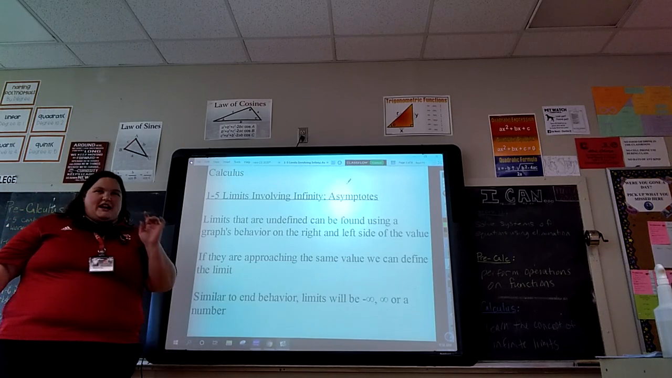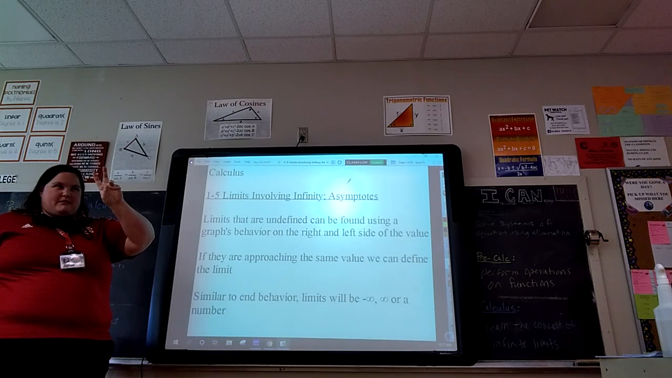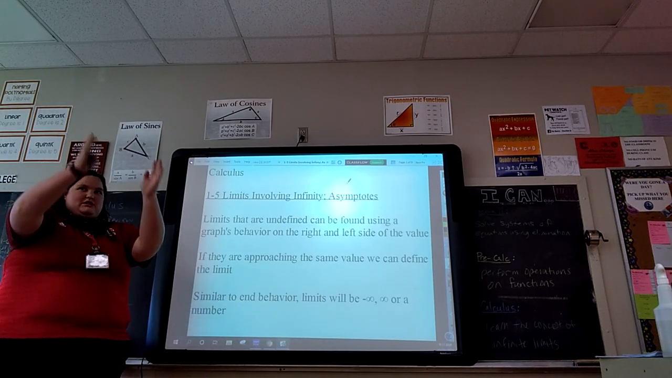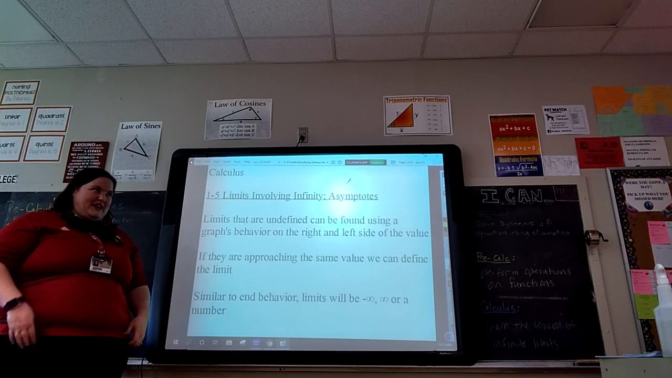Or we could be looking at a limit as it's going to infinity. So there's two different ways we're going to talk about it today. Like I said, we could be looking at a value, and we decide that the value is either going up forever or down forever. So then that's an infinite limit.